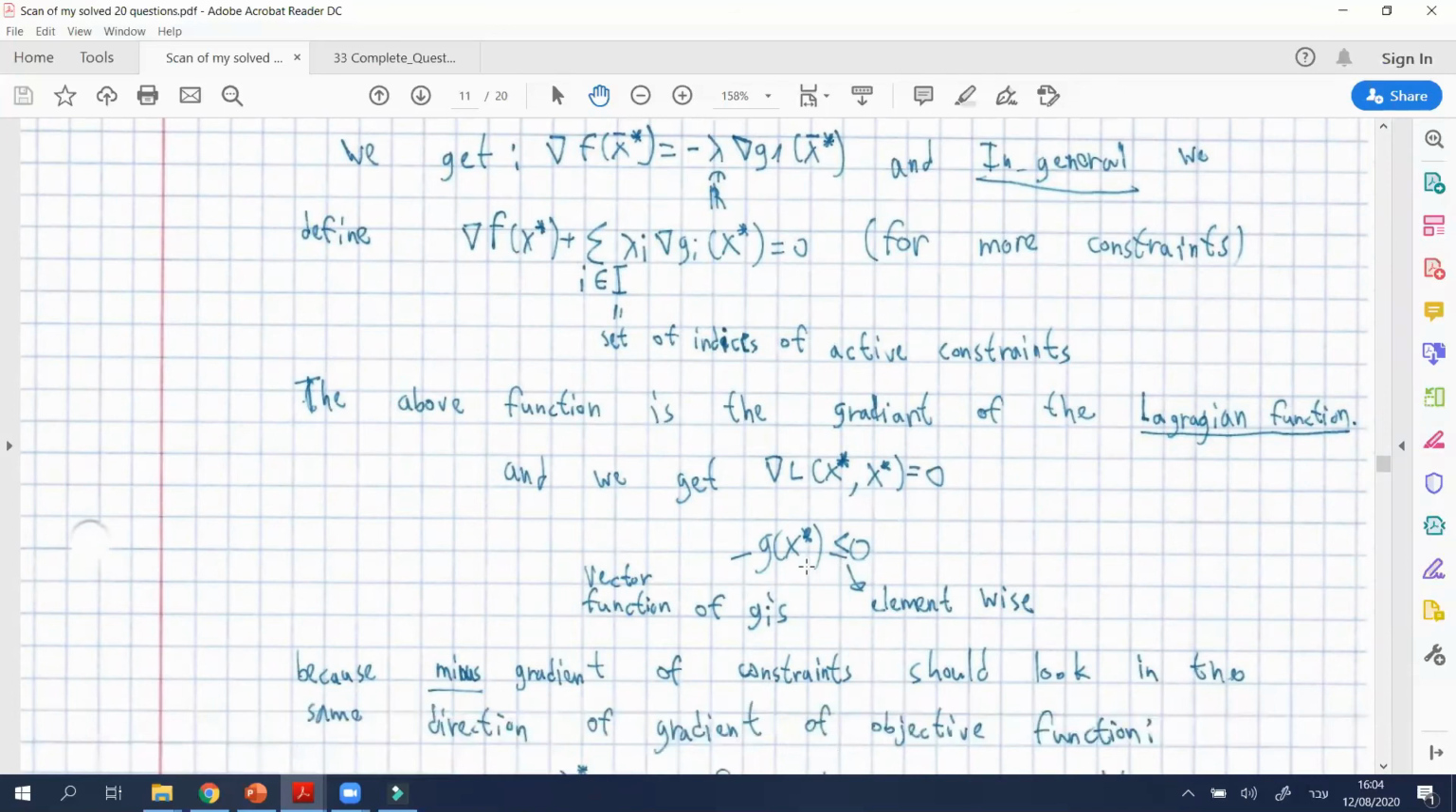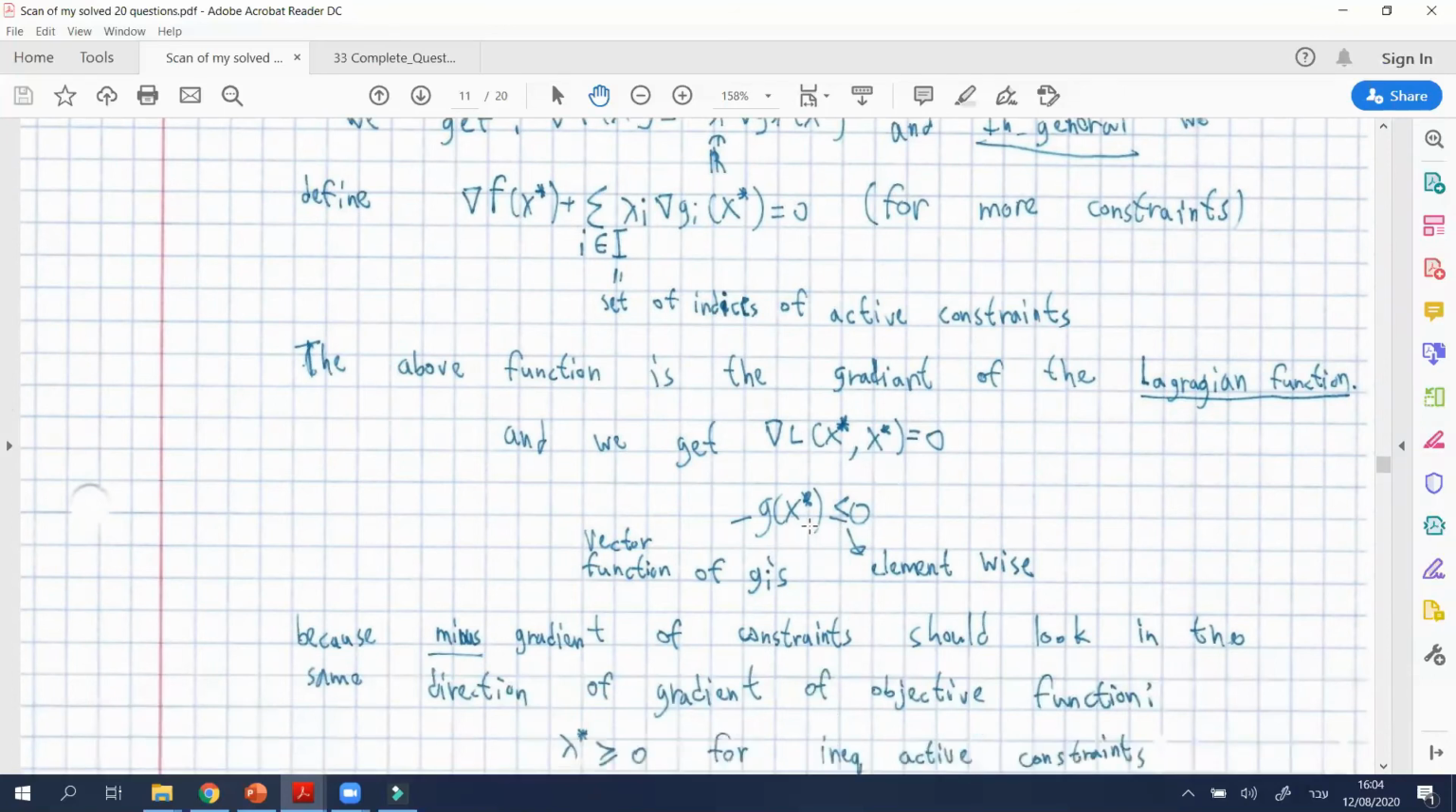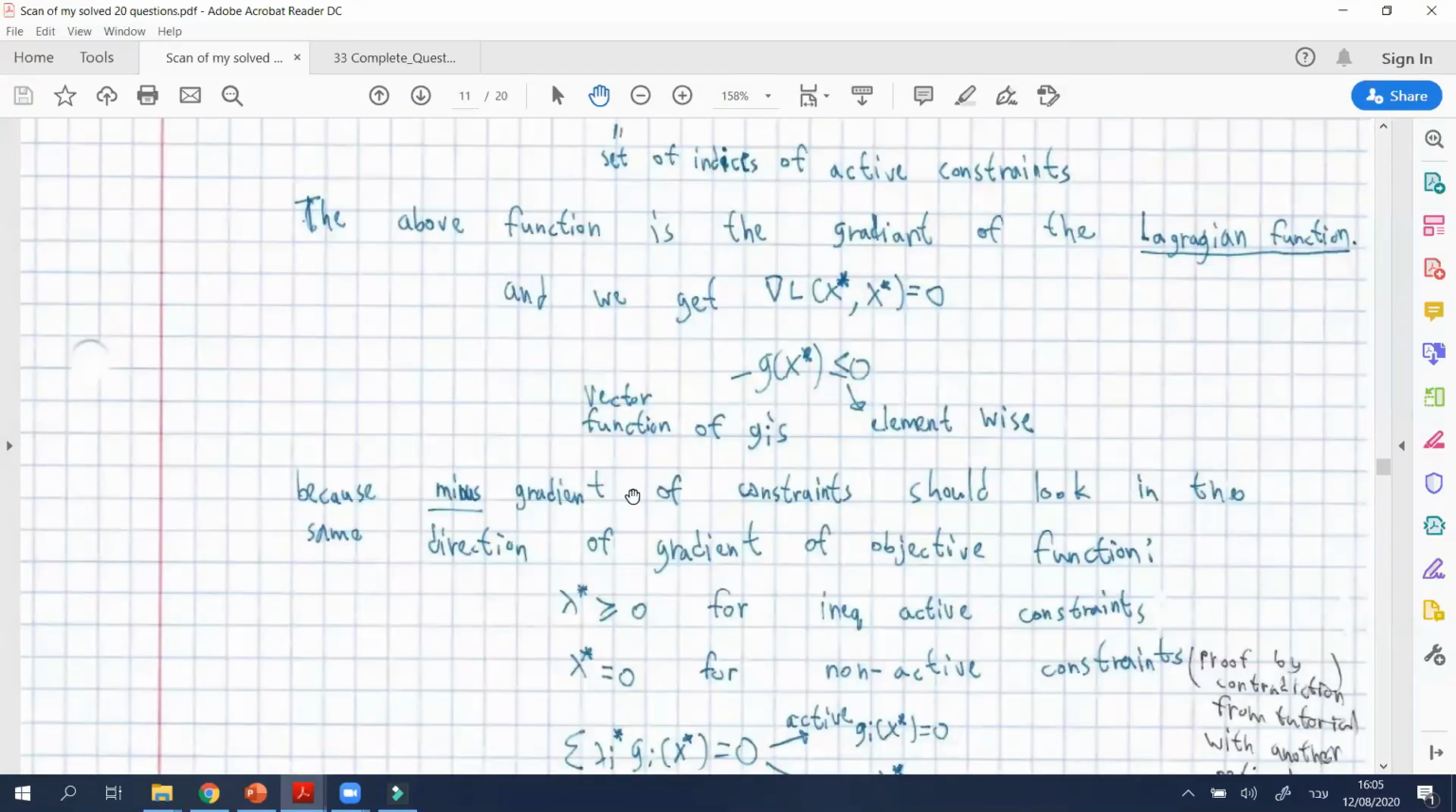And we notice that we want Gx at the optimal point to be lower or equal to 0, element-wise. In this case, the minus gradient of the constraint should look in the same direction as the gradient of the objective function. So lambda star is the vector of lambda i's, which I've mentioned.